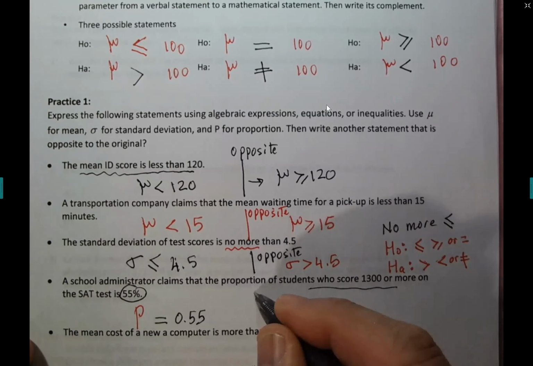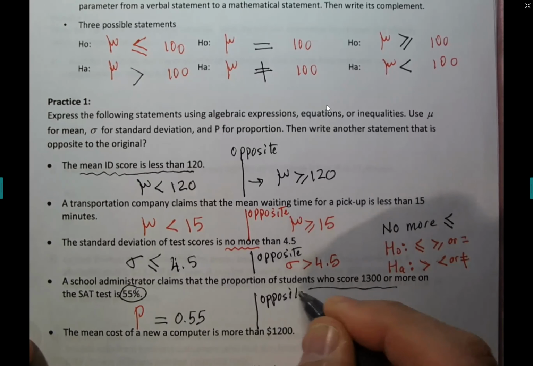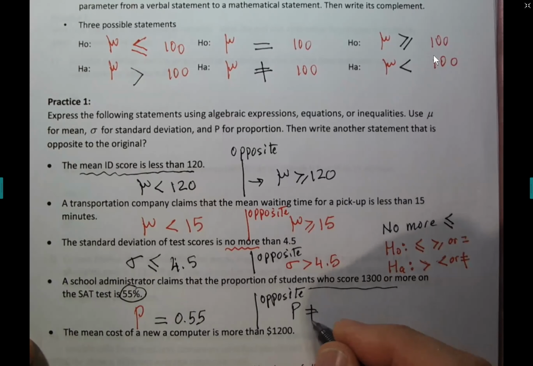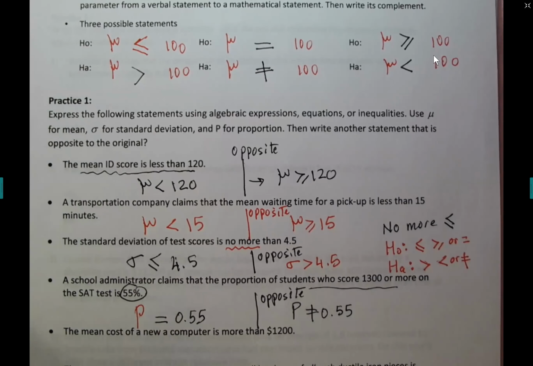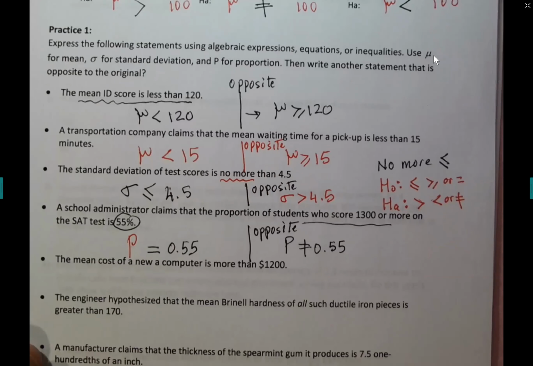And what would be the opposite, guys? Okay, let's see. Not equal, I agree. Very good. Please participate with me. I know this stuff myself, guys. I know it very well. I don't need to review it for me.